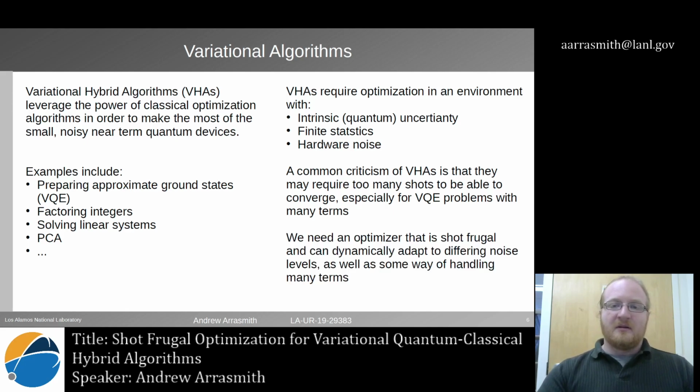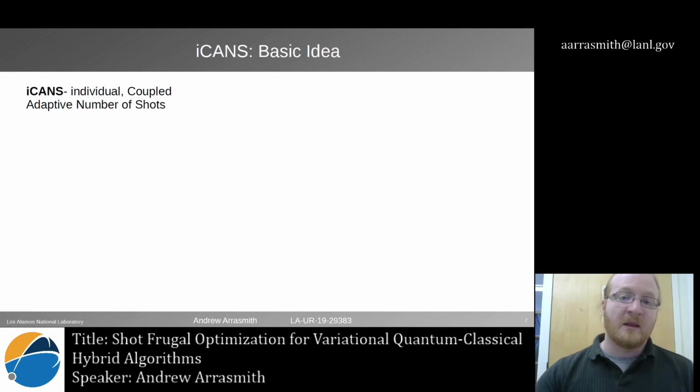So in order to progress with development of these algorithms, we have to stop and think about how to do that optimization. Specifically, we are proposing an optimizer which attempts to be shot frugal and optimize the number of shots it needs for each step in the optimization. And we call this ICANS, which means individual coupled adaptive number of shots. So individual for each gradient component. This is a gradient descent method, and we adapt the number of shots for each gradient component at each step.